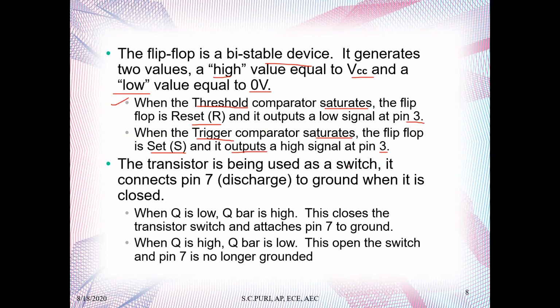The transistor is being used as a switch, which is the most common, very popular application of a transistor. It connects pin 7, discharge, to ground when it is closed. Now when Q is low, Q bar is high. This closes the transistor switch and attaches pin 7 to ground. When the reverse happens, that is when Q is high and Q bar is low, this opens the switch and pin 7 is no longer grounded.